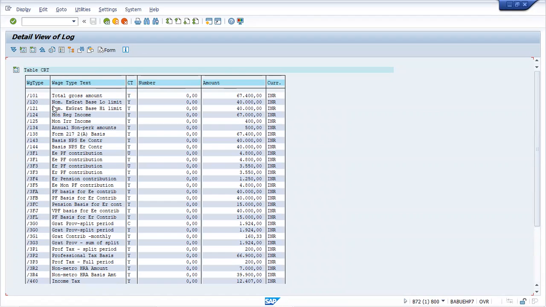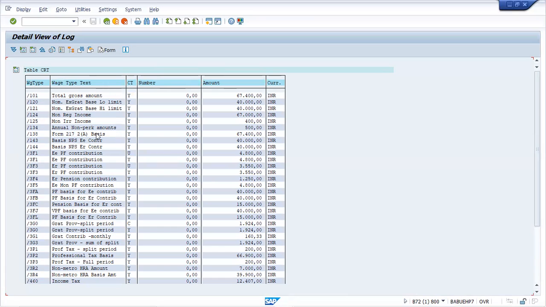What I understand about this table today: you are asking how the 52,600 came. I searched somewhere, this is /101, the total gross amount, and which things are calculated in the base amount and which are not. I understand this table, the CRT table, the cumulative results table.